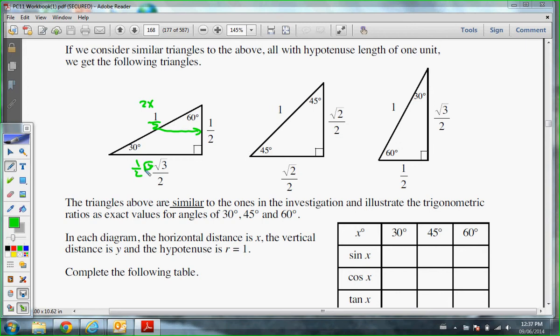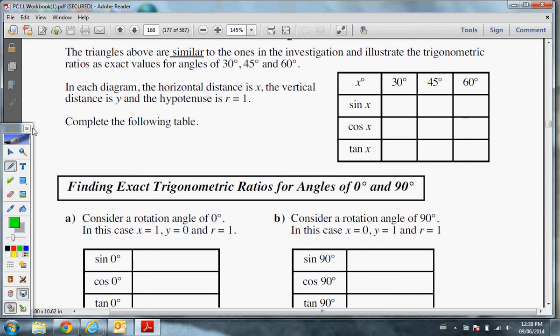Okay, and then the other side is the same thing as the first one, it's just flipped. All right, staying with me here. So the triangles above are similar. The ones in the investigation illustrate the trigonometric ratios to exact values for angles 30, 45, and 60. In each diagram, the horizontal distance is x, the vertical distance is y, the hypotenuse is r, and the radius is 1. So let's complete the following table.